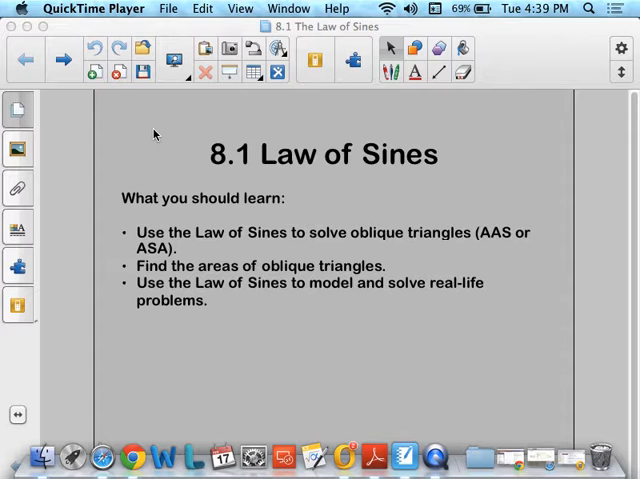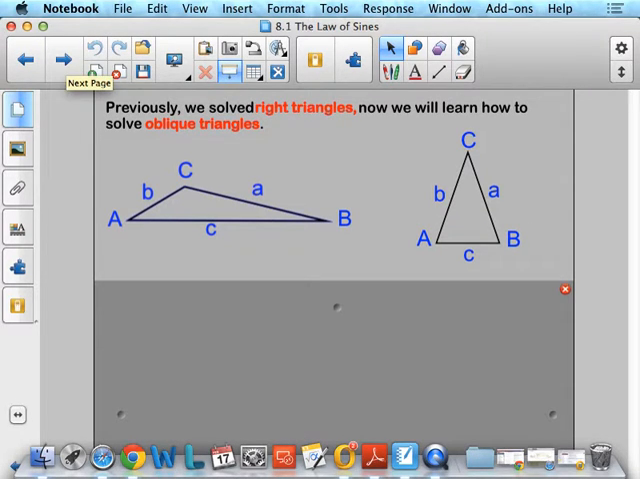And so we're going to start with 8.1, which is over law of sines. Okay, so we've already solved triangles like this. Remember that we solved right triangles and we solved for all 3 angles and all 3 sides. This time we're going to solve for oblique triangles.